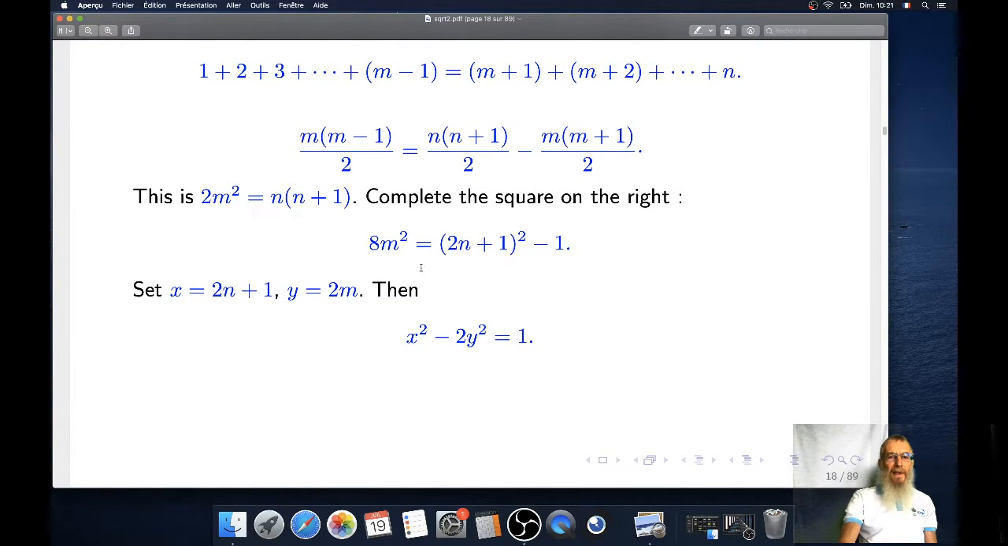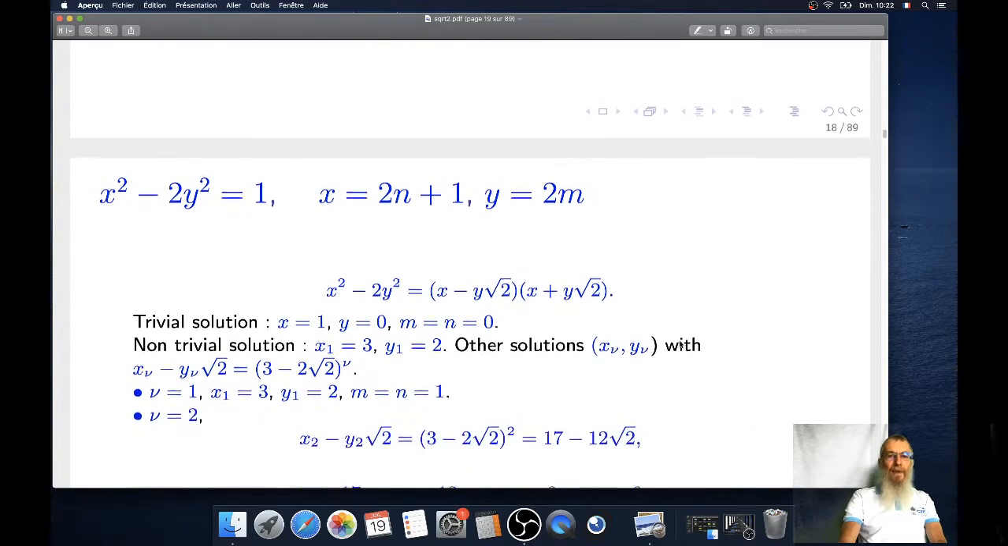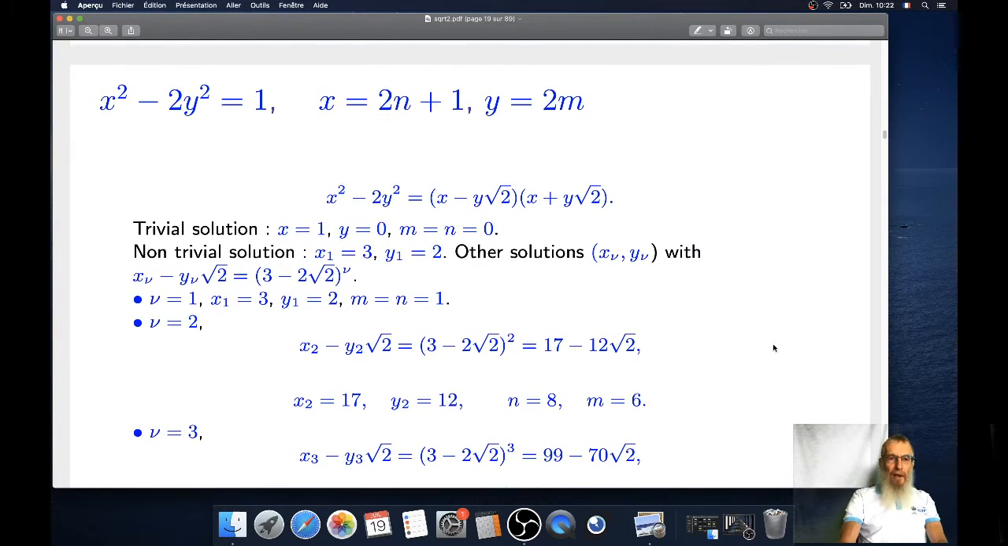So this is a special case of the equation x squared minus 2y squared equal 1, where x is odd and y is even. And so we will look at this equation x squared minus 2y squared equal 1. It's clear that Ramanujan knew how to replace the puzzle by the equation x squared minus 2y squared equal 1. I will first explain how to solve this equation using some algebraic way, which is certainly not the one that Ramanujan used.